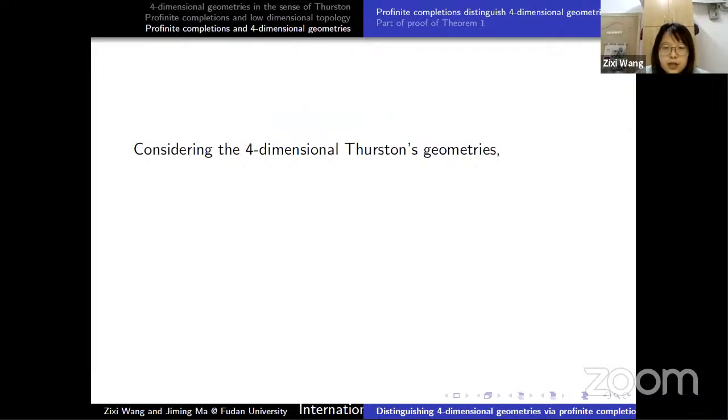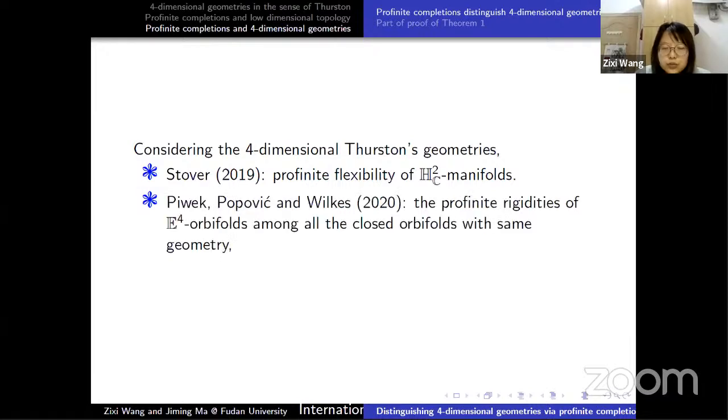And considering the four-dimensional Thurston geometries, Stover shows there are examples of two-dimensional complex hyperbolic manifolds that are not profinitely rigid. And Piwek, Popovic, and Wilkes prove the profinite rigidity of four-dimensional Euclidean orbifolds among themselves. It is based on the computational gap. And the proof is based on the theorem that a four-dimensional Euclidean orbifold has a fundamental group which can be seen as a crystallographic group.